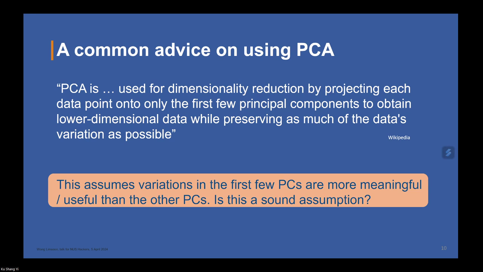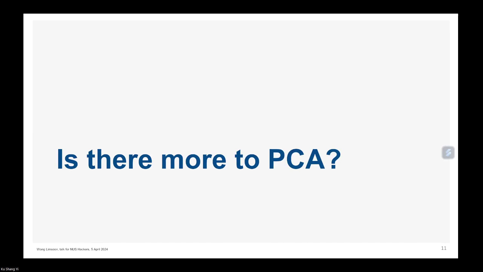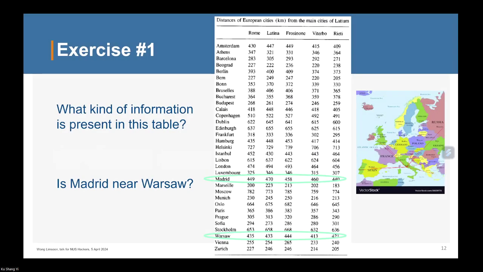Haven't used it. Okay, so let me show you what you can do with your PCA. I will show you by example. There's another table. On the columns are basically cities in the center of Italy. On the rows are other European cities. And the numbers are basically the distance of this European city to the various cities in Italy. I'll show you some examples. This is Rome. And then you have Spain and all this stuff, right?